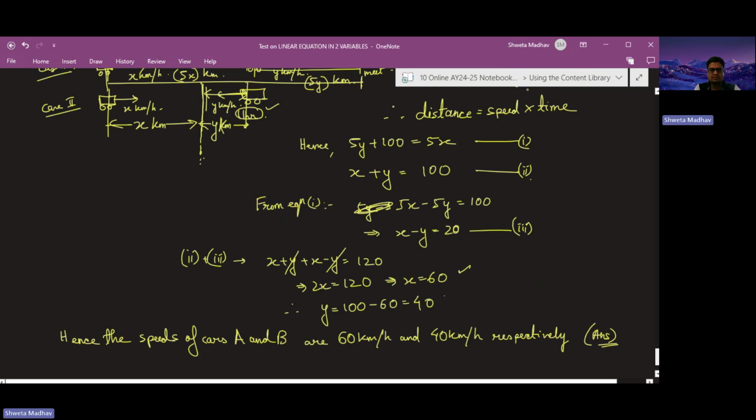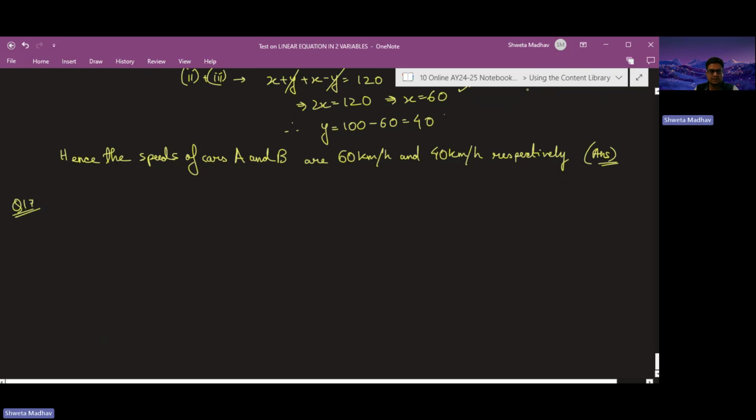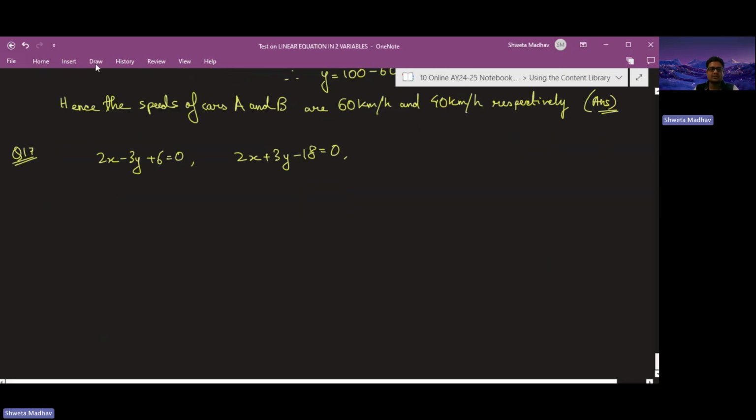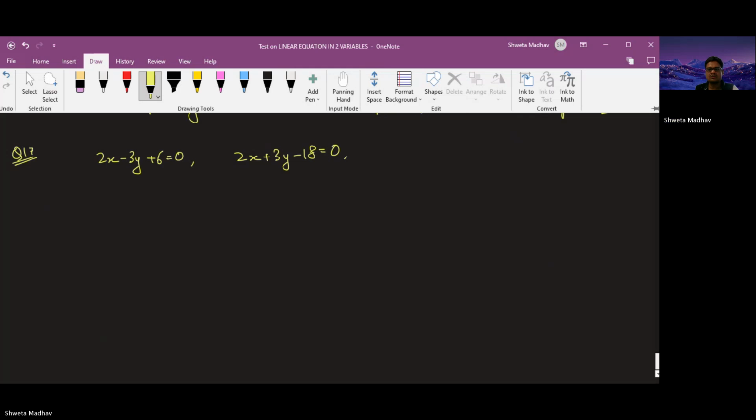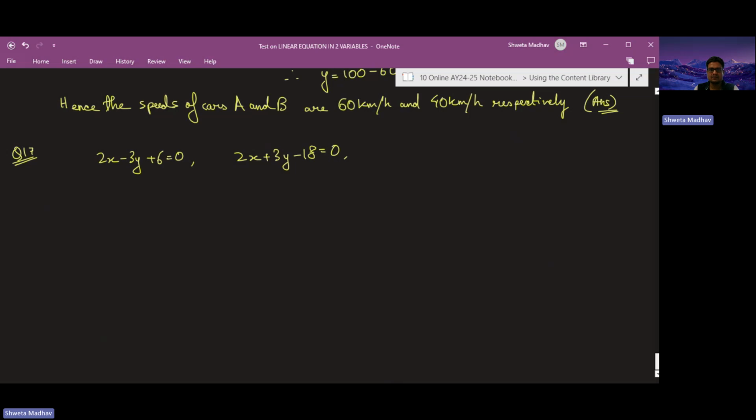Then in question number 17, it has been told, draw the graphs of 2x minus 3y plus 6 equals 0 and 2x plus 3y minus 18 equals 0, and then find the ratio of the areas formed by the given lines with the x-axis and the y-axis. So here first we need one graph. We should always draw in the graph sheet and with pencil, and we should write the scale also.